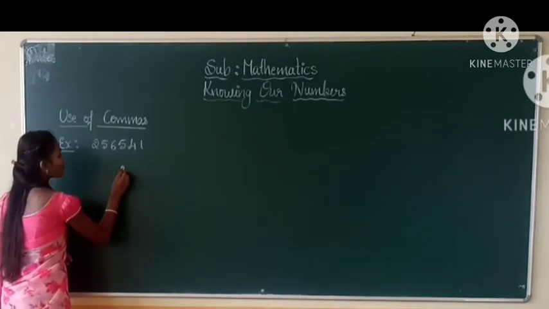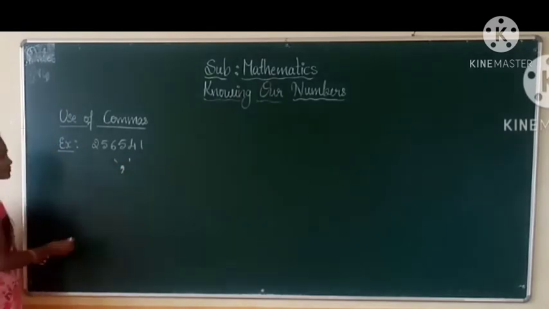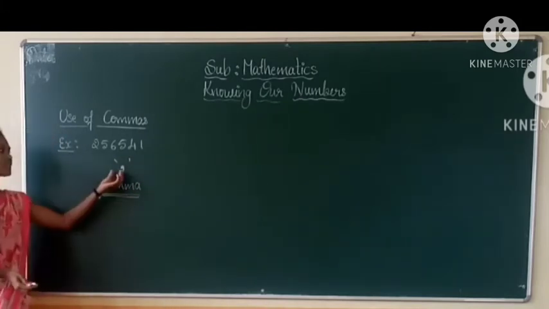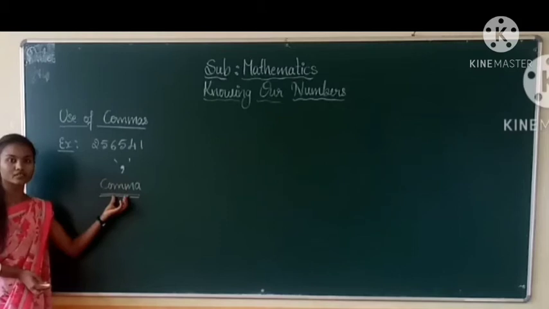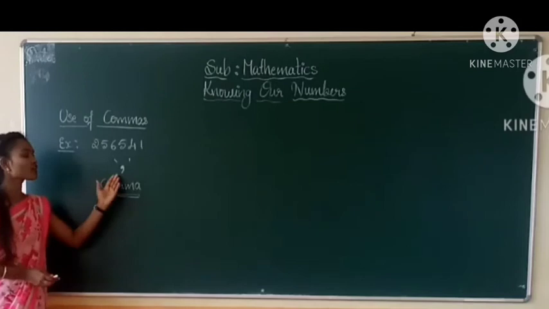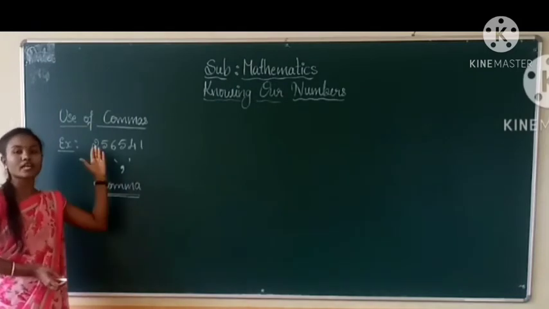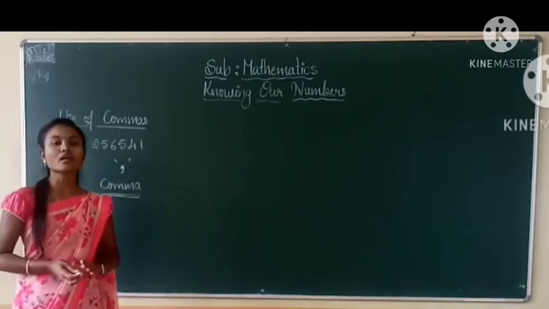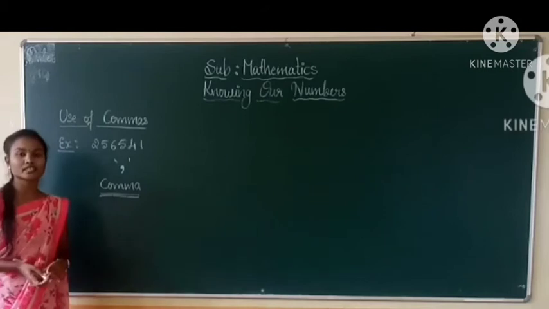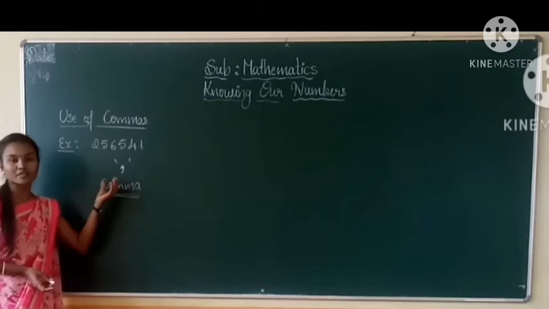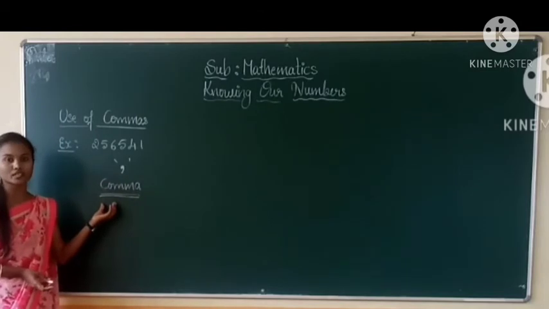So we use this symbol to represent comma. This comma plays a major role while writing and reading the large numbers. It helps us to write and read the large numbers. Now let us see how this comma helps us to read and write the large numbers.